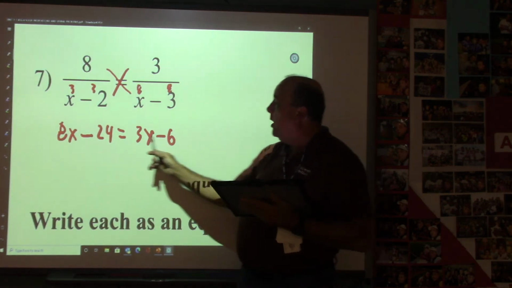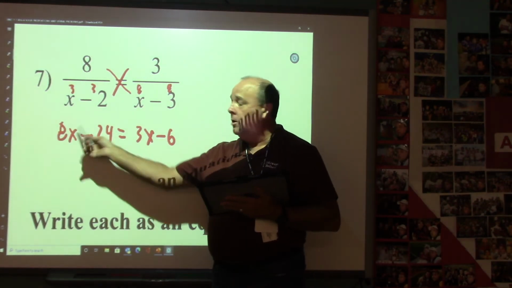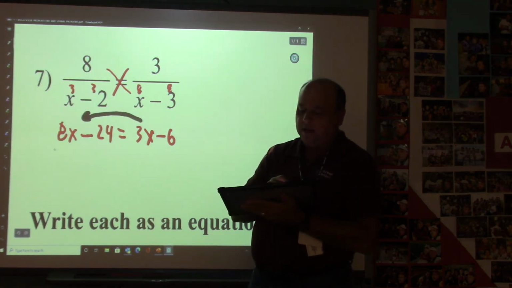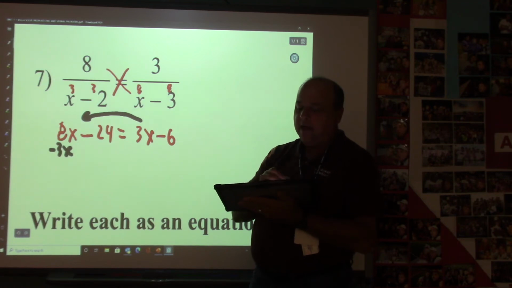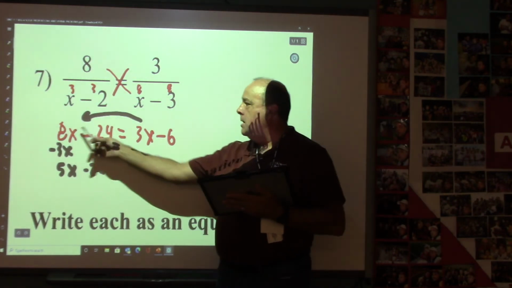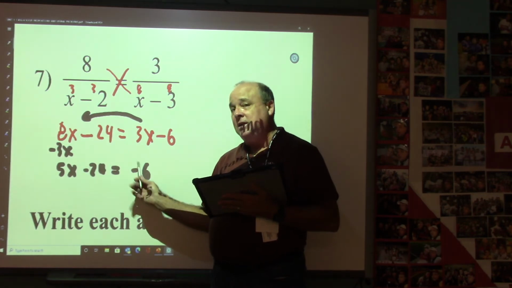Okay, now then, what x is smaller? The 3x is smaller than the 8x. So I'm going to take that 3x and move it to the 8x. Okay, 8x minus 3x. That's right, it's 5x. The minus 24 drops and the negative 6 drops. So now I just combine my variables. Now I've got to combine the constants, don't I?